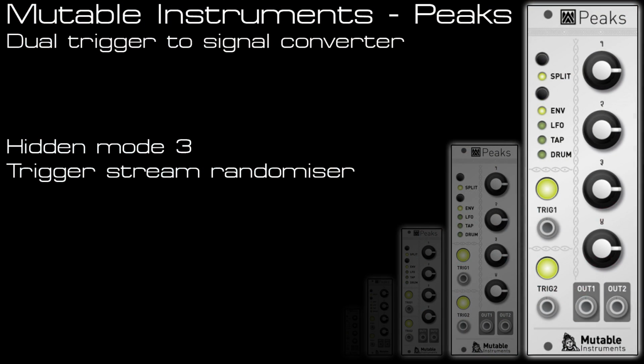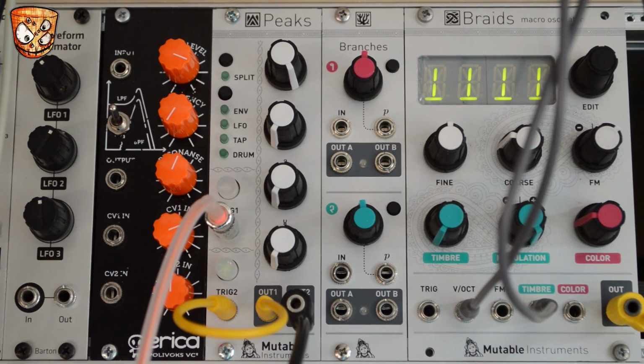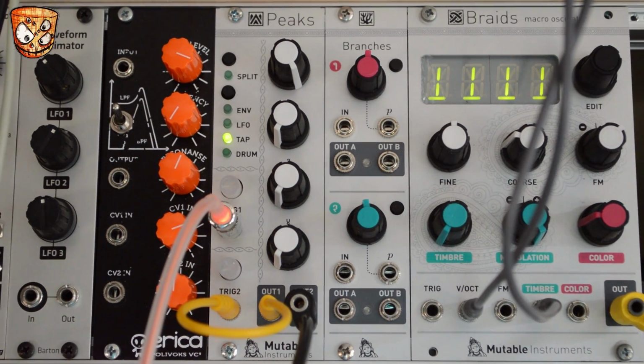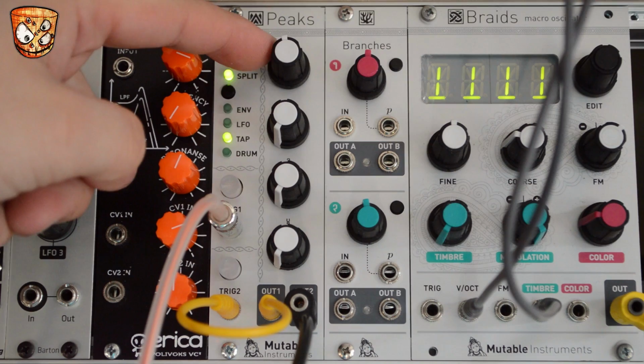Here I have a zappy kick style sound acting as an audible clock, and this is being triggered by the clock that's going into peaks, which is triggering a snare sound from peaks' output going into the second channel of peaks for this actual snare. This is hidden mode 3, which is a trigger stream randomizer, with knobs 2, 3 and 4 all the way to the left and knob 1 all the way to the right. Knob 1 acts as a probability that the trigger will actually pass.